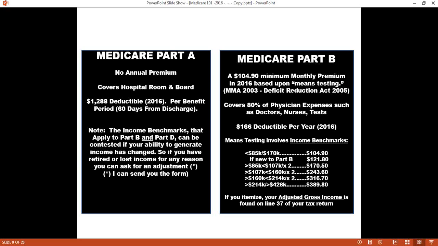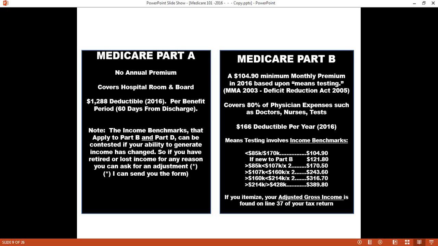Adjusted gross income can be found on line 37 of an itemized tax return. And the government looks back 2 years. So if somebody is turning 65 in 2016, or if they're retiring and losing their health coverage in 2016, the government will look back 2 years to their 2014 tax returns. So that's an important point. They're going to look at the 2014 tax returns, and they're going to charge people, in some instances, appreciably more if they made more than that lower income benchmark.